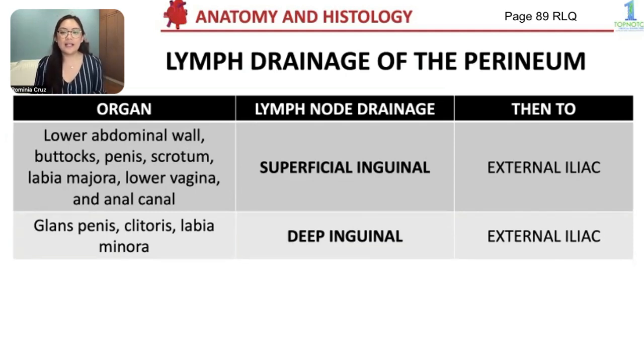So except for your glands, your clitoris, and your labia minora, which drain to the deep inguinal lymph nodes, the rest of the structures in the perineum, including your abdominal wall, below the umbilicus, would drain to the superficial inguinal nodes before draining to your external iliacs.